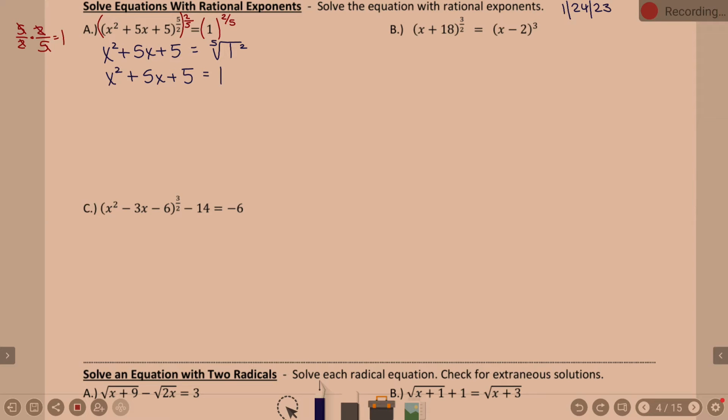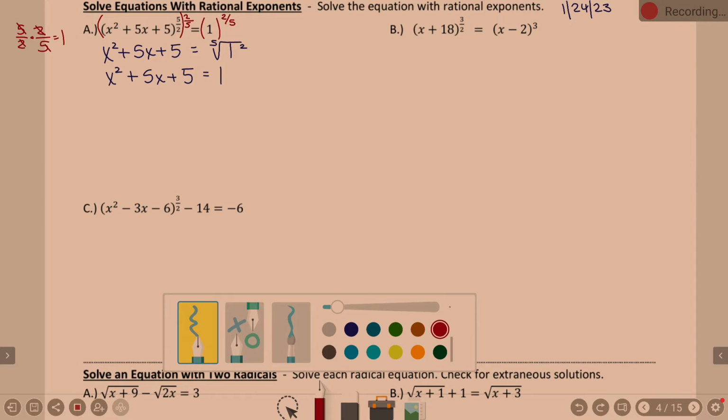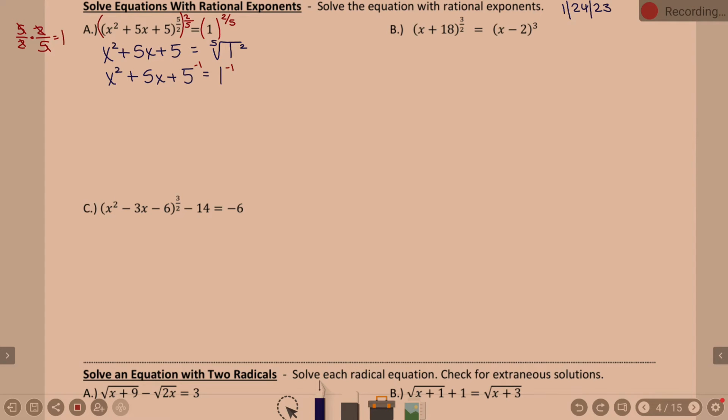Okay. Use what you know. How are you thinking we're going to solve this? Subtract the 1. Because we want to make our equation equal to 0. So we're going to subtract 1. And our goal is to make the equation equal to 0. So now I'm going to have x squared plus 5x plus 4 equals 0.